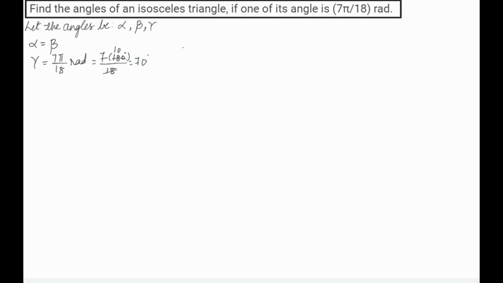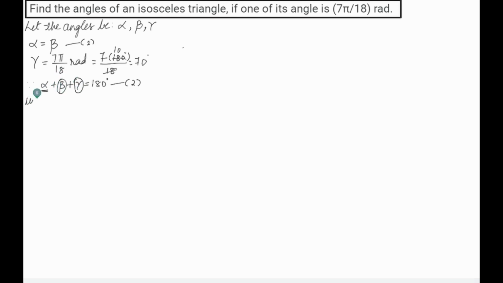And also we know that the sum of the angles of a triangle is equal to 180 degrees. Therefore here alpha plus beta plus gamma is equal to 180 degrees. So let this be equation 1 and let this be equation 2, that is alpha is equal to beta. When we substitute alpha to be beta, and then substitute the value of gamma to be 70 degrees, we can find out the value of beta.